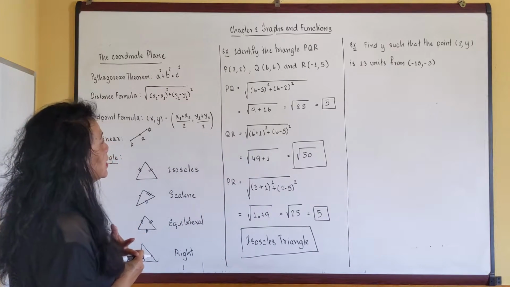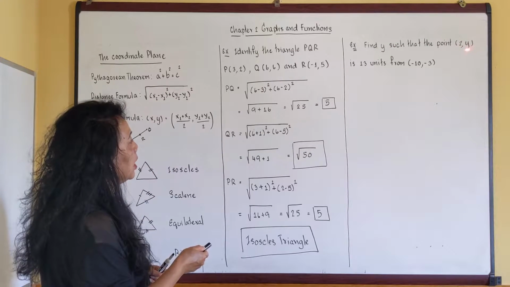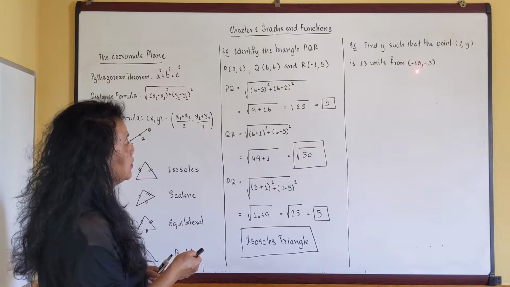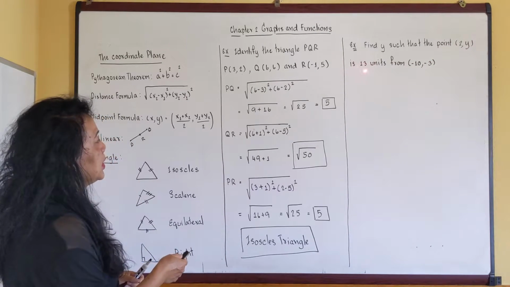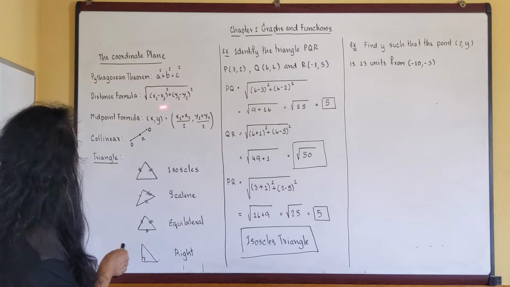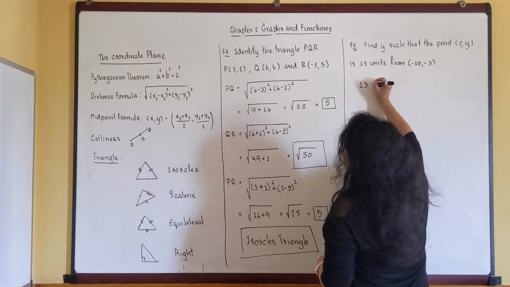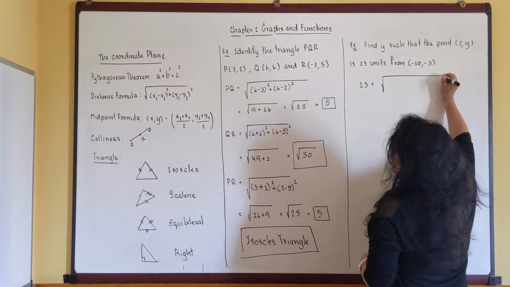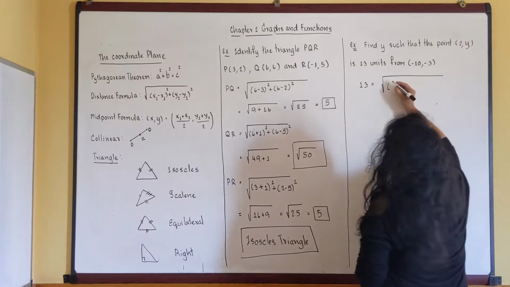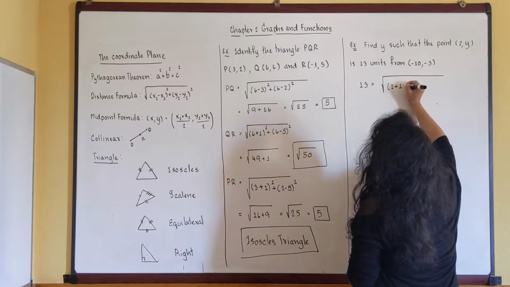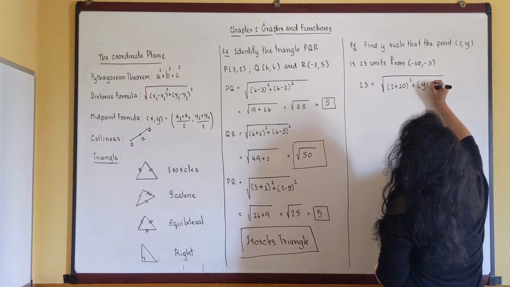Alright, let's look at the next example. Find y such that the point (2, y) is 13 units from (-10, 3). You have two points here, one over here, one over there, and you want them to be 13 units apart. So I'm going to use the distance formula again. So 13 is equal to the square root of x2 minus x1. I'll call this x2. So (2 plus 10) squared plus (y2 minus y1).